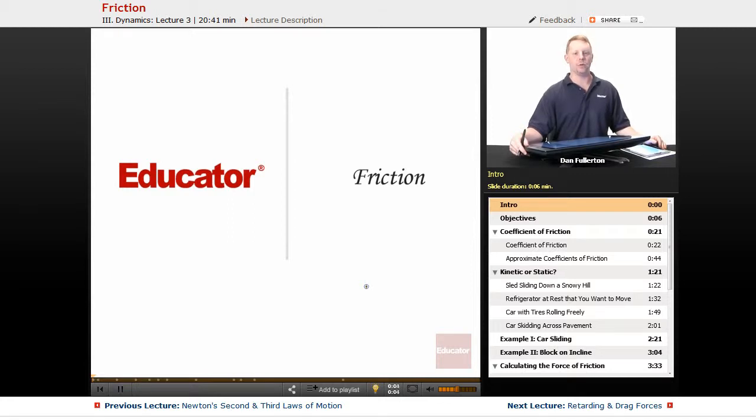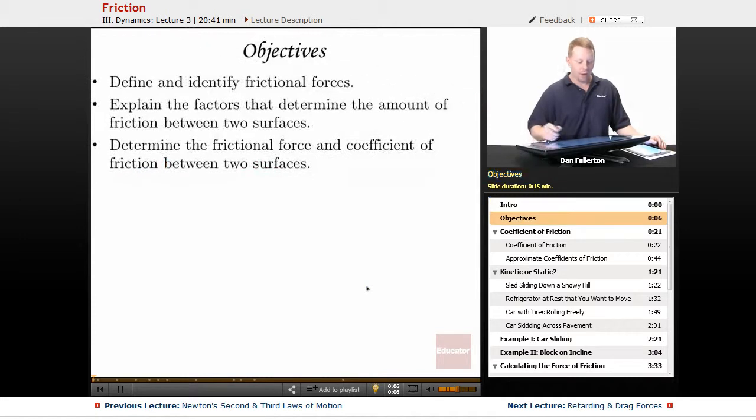In this lesson, we're going to talk about friction. Our objectives include defining and identifying frictional forces, explaining the factors that determine the amount of friction between two surfaces, and determining the frictional force and the coefficient of friction between two surfaces.